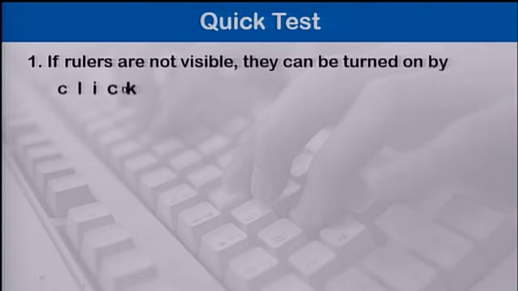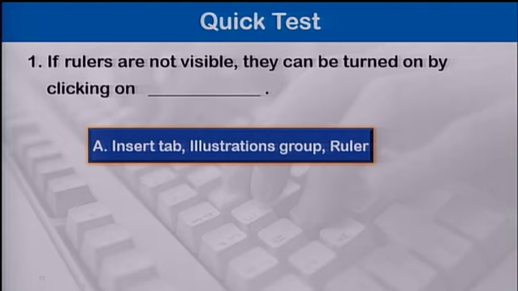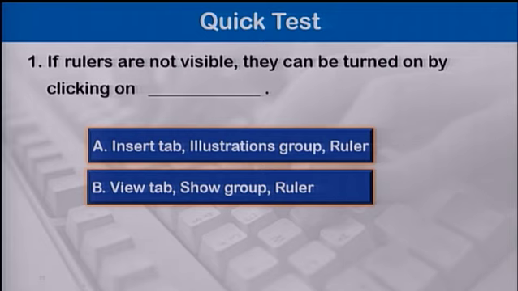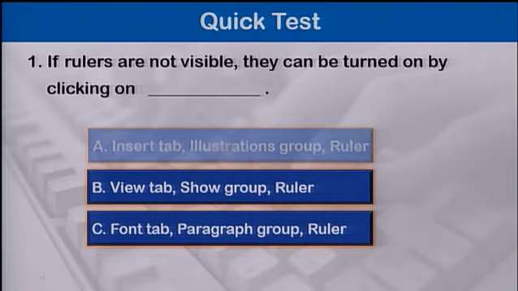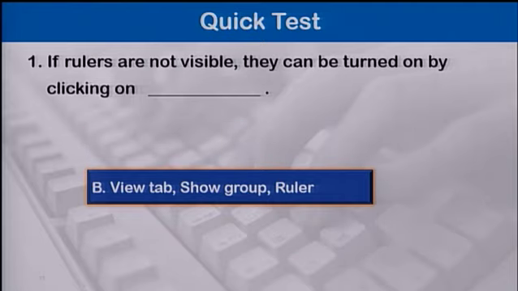Question 1. If rulers are not visible, they can be turned on by clicking on A. Insert tab, Illustrations group, Ruler. B. View tab, Show group, Ruler. C. Font tab, Paragraph group, Ruler. The answer is B. It is on the View tab that we can find the Ruler checkbox, which is in the Show group.